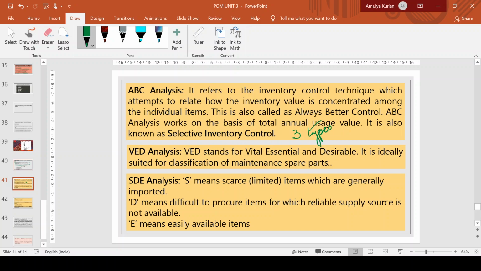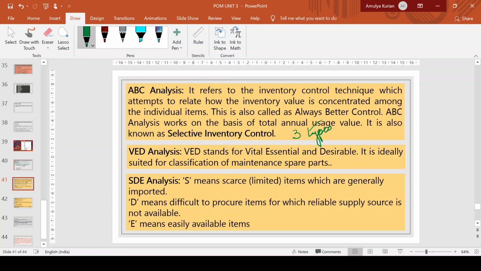So ABC analysis is for inventories. It is divided into three categories, A, B and C. The full form of ABC analysis is always better control, or it is otherwise called selective inventory control.